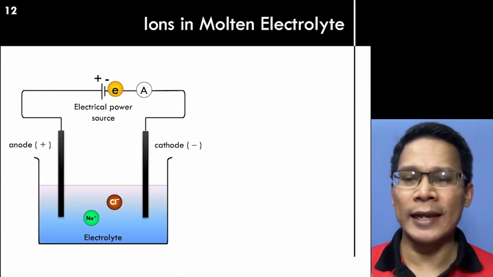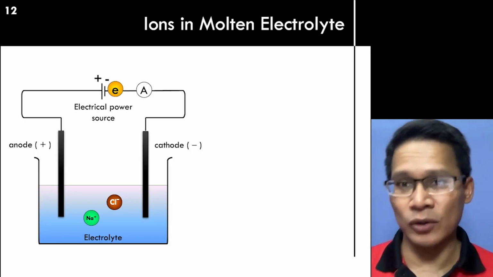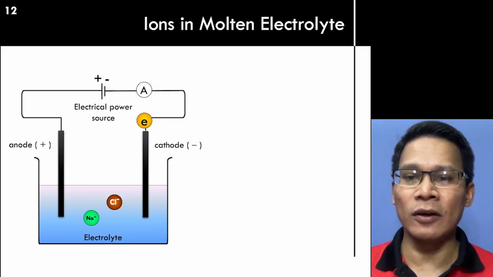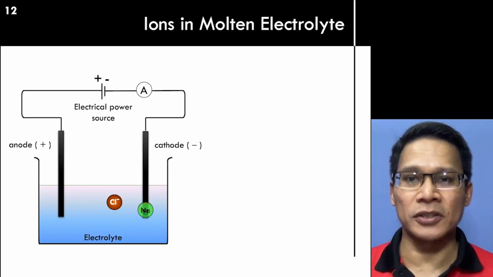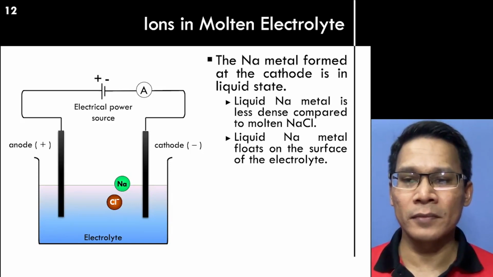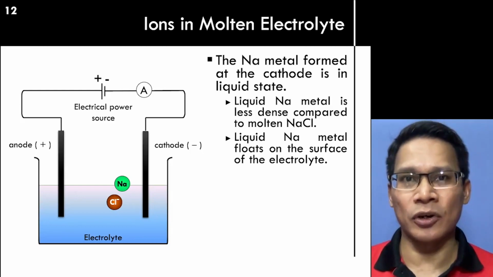Let us look at an electrolytic cell that uses molten sodium chloride as the electrolyte. Electrons from the negative terminal of the power source cause the cathode to be negatively charged. This attracts the sodium cation in the electrolyte. Sodium ions are discharged by accepting electrons and are reduced to sodium metal.